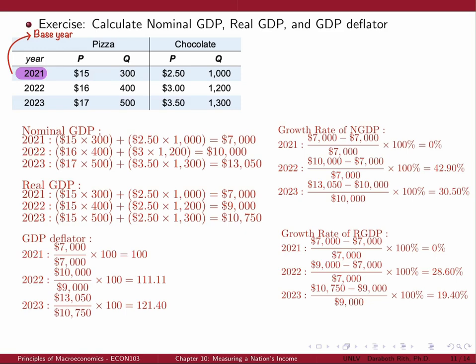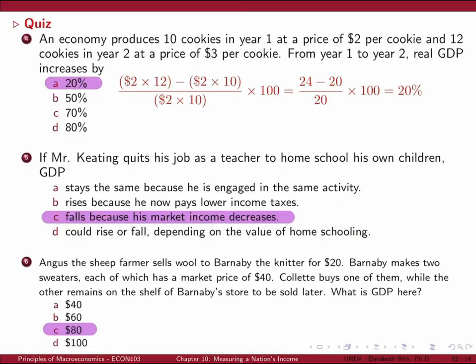For year 2023, the real GDP of 2023 is $10,750. Real GDP of 2022 is $9,000. Growth rate of real GDP of 2023, so you take $10,750 minus $9,000 divided by $9,000 times 100%. That equals 19.40%. Let's wrap up with a few more quiz questions.